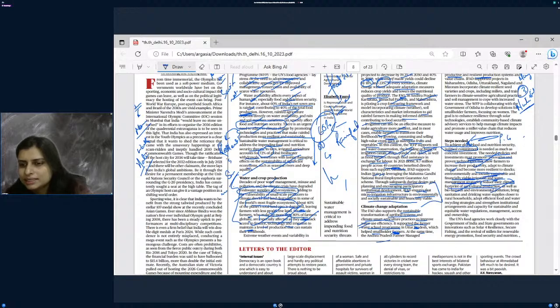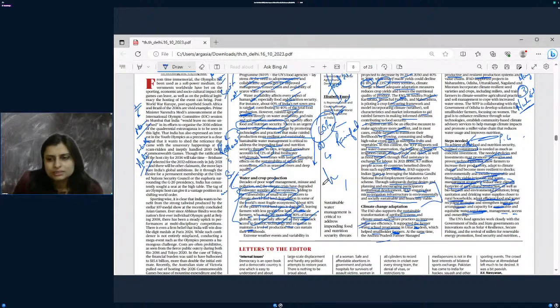Other than that, they are saying water supplies closer to rural households, adaptation of efficient food and water recycling strategies, strengthening institutional arrangements and capacity for sustainable and equitable water regulation, management, access, and ownership. Now, what is the UN talking about?